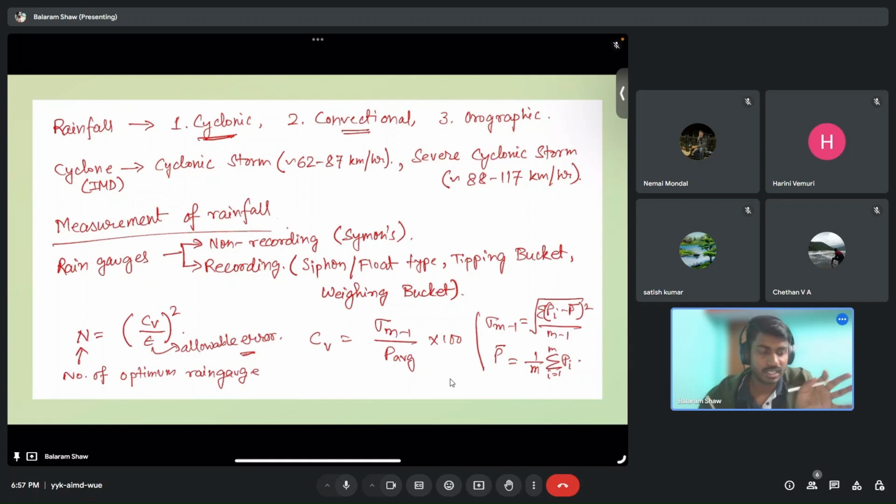So the next question is, how many types of rain gauges are there? As we have seen, there are two types, that is, non-recording and recording type of rain gauges. Hence the answer will be B.